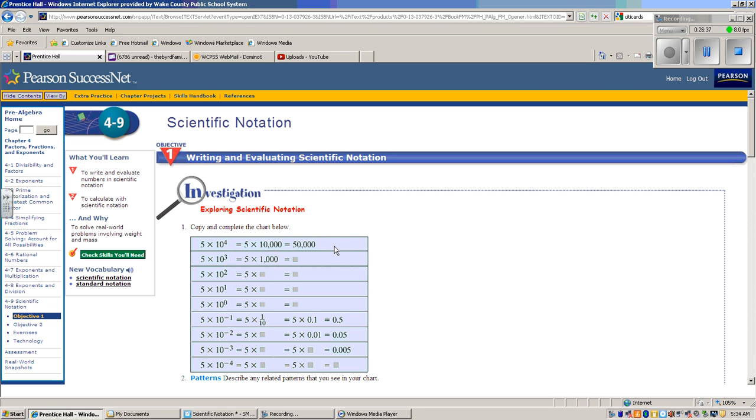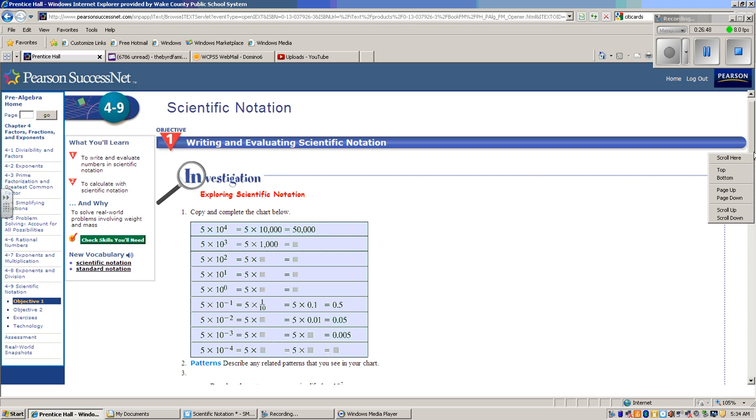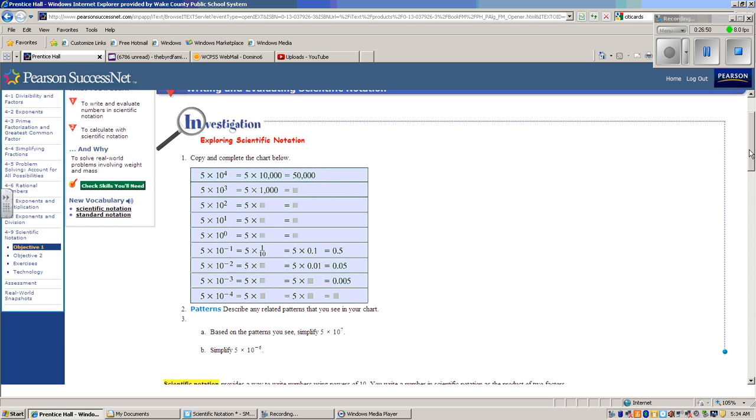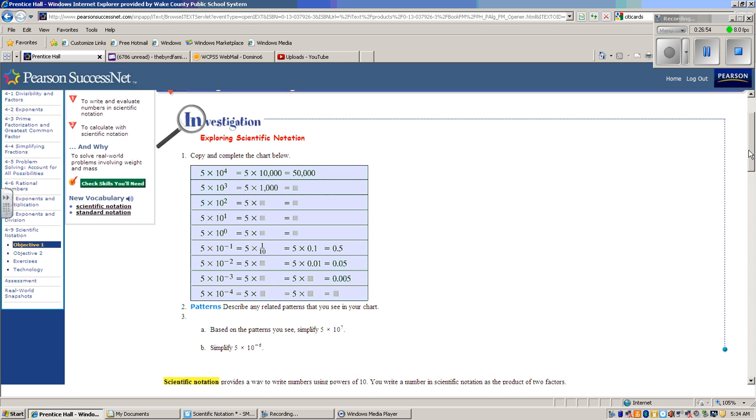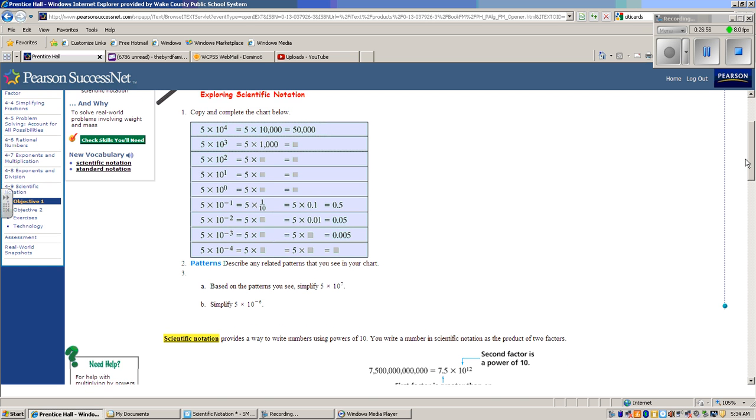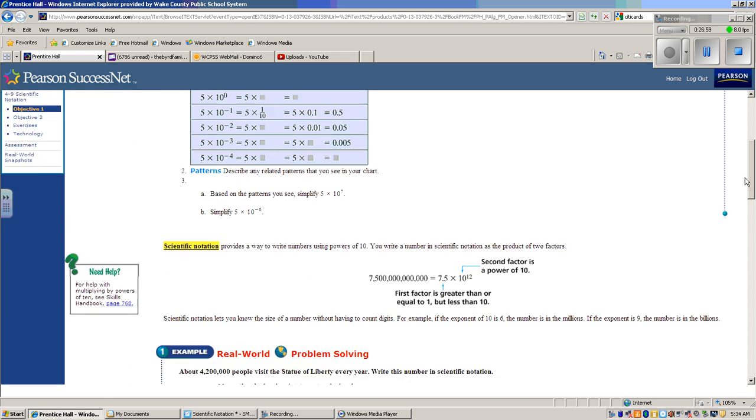Now, for time's sake, we're going to actually skip page 215 and 216 because much of that we went over already in the PowerPoint we just did. So we're going to skip again page 215 and 216, and we're going to start with example number 4 on page 217.